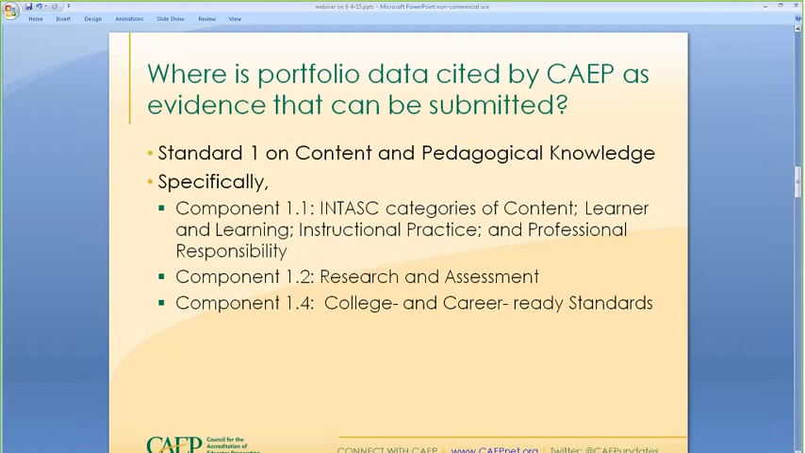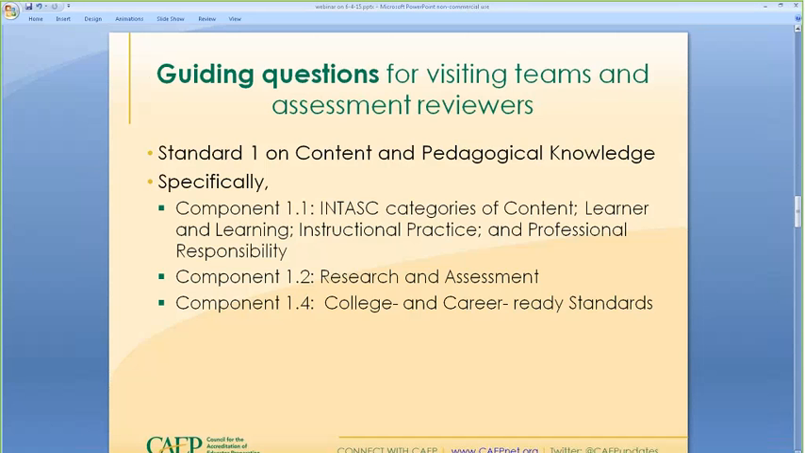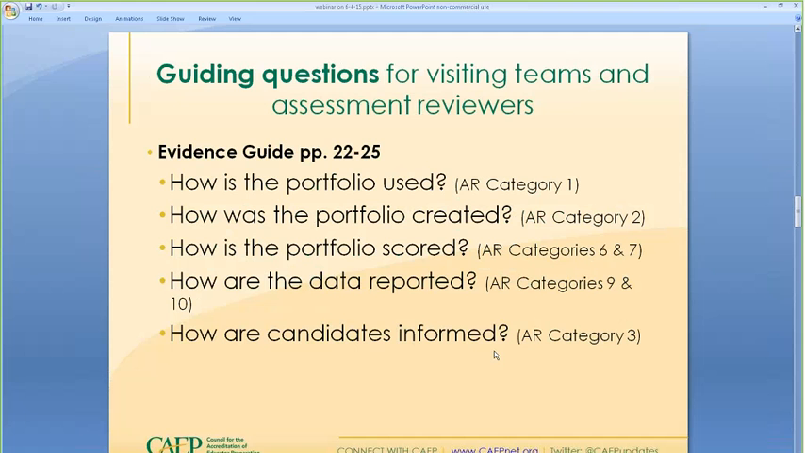So let's move on to the next slide. What I want to talk about now is your guiding questions for visiting teams and assessment reviewers. When you're submitting portfolios as evidence in your self-study, these are the categories of questions that you will want to be prepared to answer about your portfolios, okay?